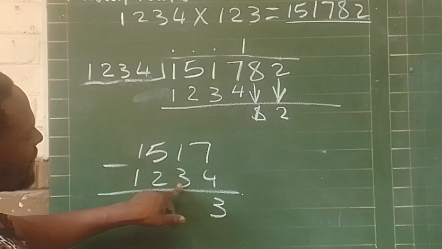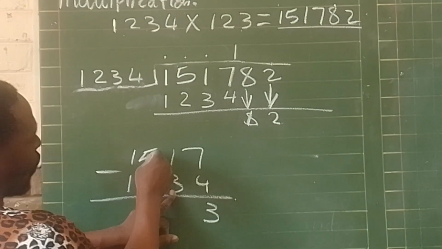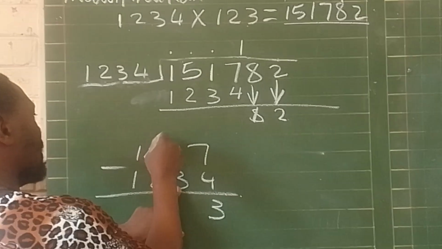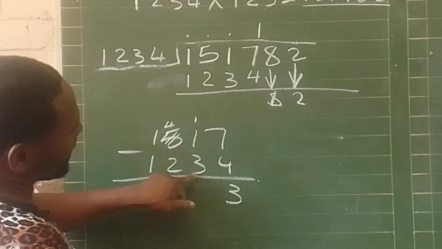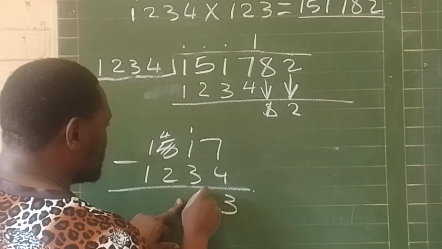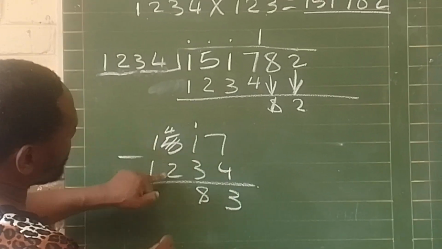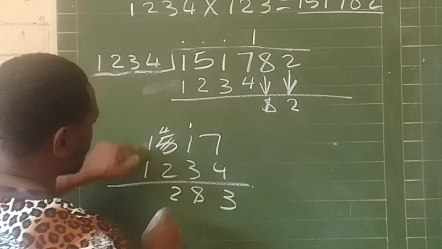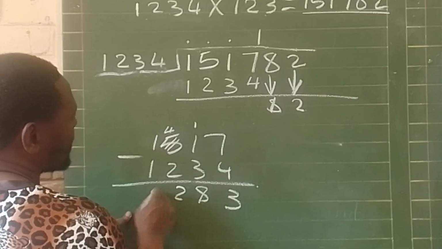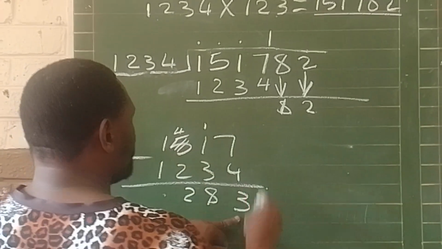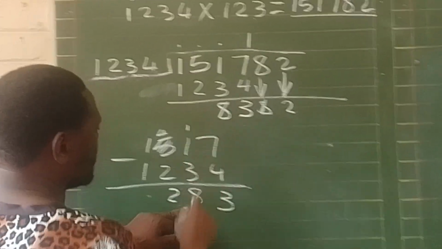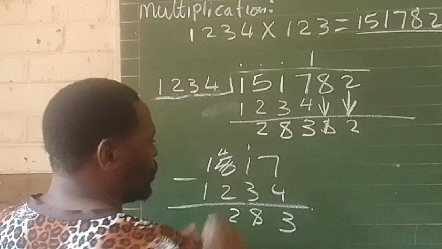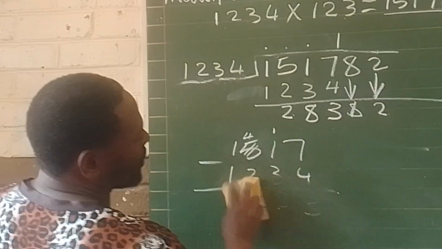A 1 minus 3, impossible. You go and borrow next door. You are left with 4. You come with 1. 11 minus 3 is 8. 4 minus 2 is 2. 1 minus 1 is 0. So here you have your 3, 8, 2. I'm taking this out.